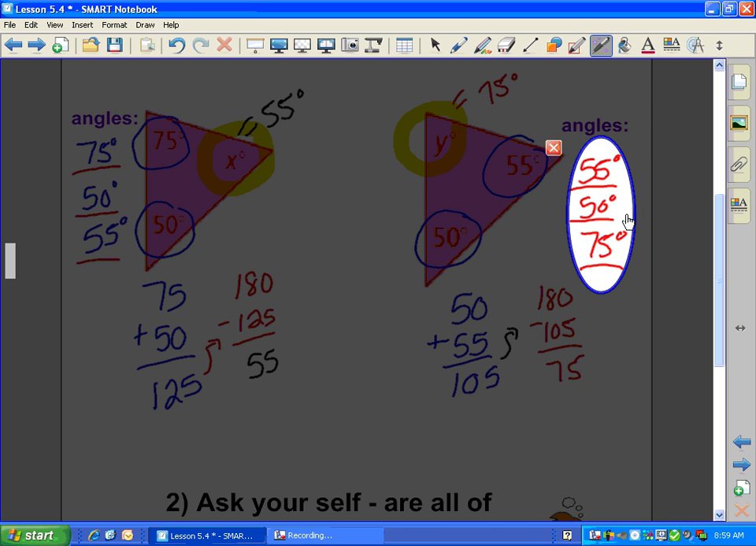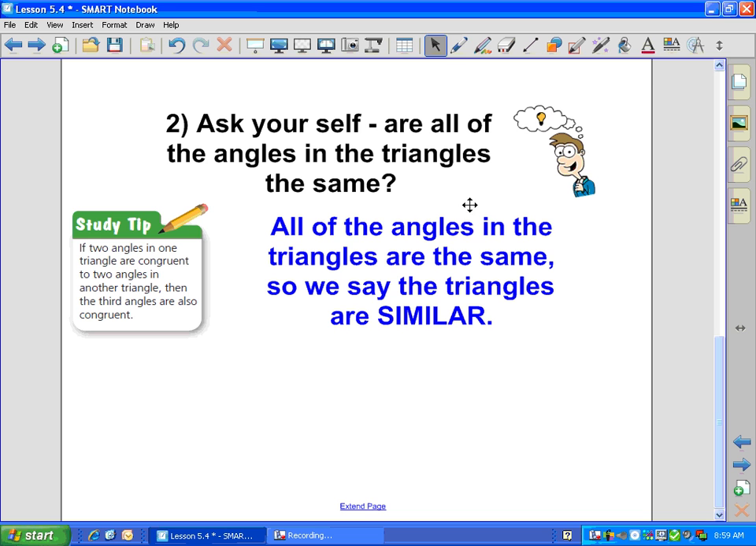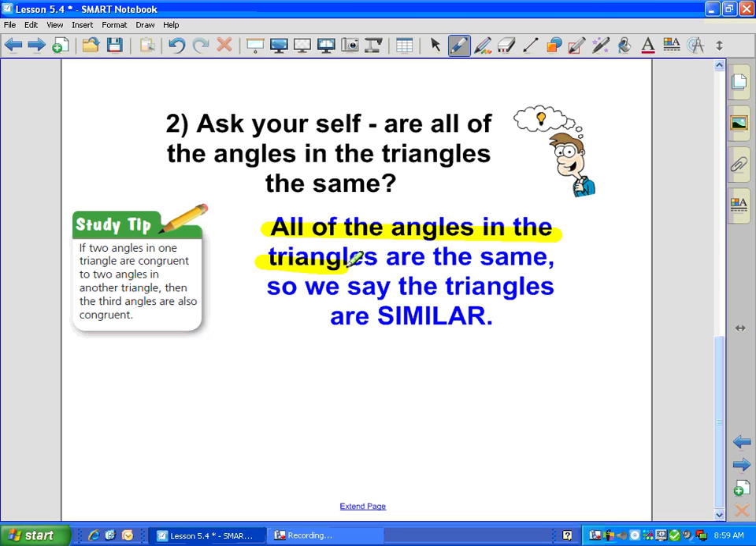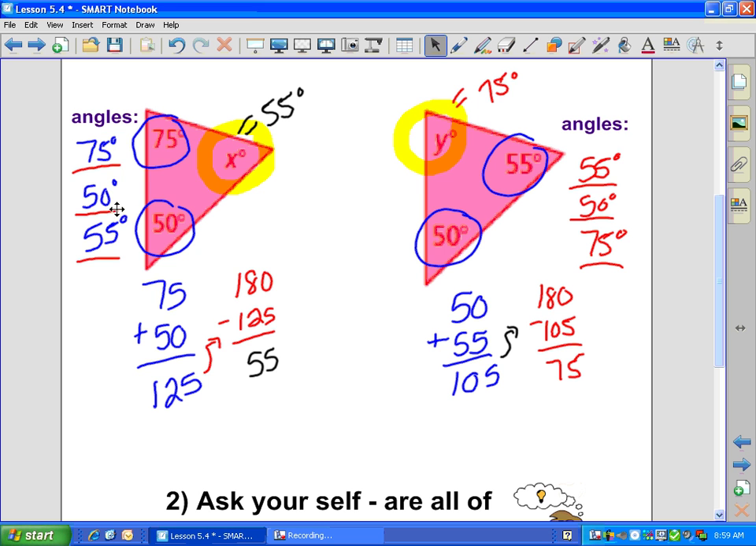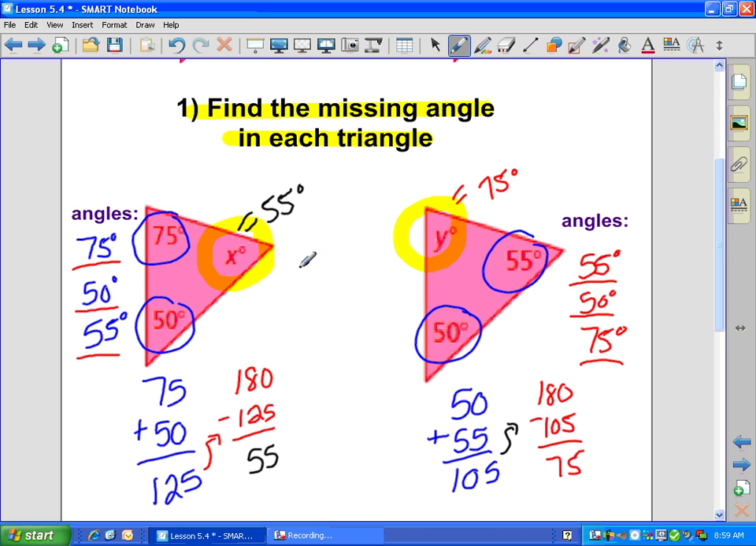75, 50, and 55. So if all of the angles in the triangles are the same, we say the triangles are similar. So today's podcast, your target, you need to be able to find that missing angle, list out the angles. If all of the angles in both triangles are the same, we say by definition, these triangles are similar.